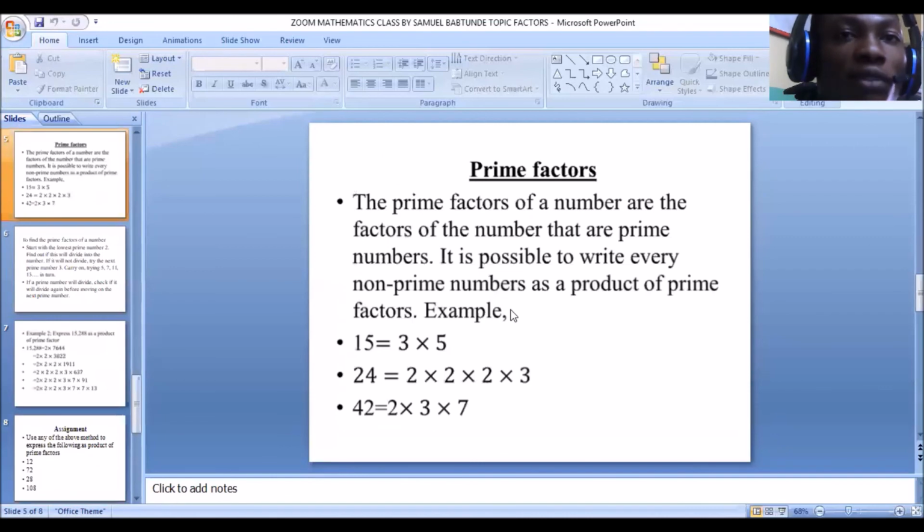Then we talked about prime factors. We say prime factors of a number are the factors of that number that are prime numbers. For instance, if you have 24, the factors of 24 are 1, 2, 3, 4, 6, 8, 12 and 24. And I say out of these, 2 and 3 are the prime factors, because it's only 2 and 3 out of these factors that are prime numbers.